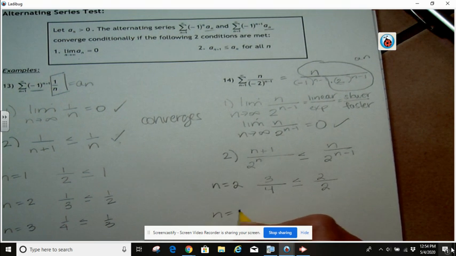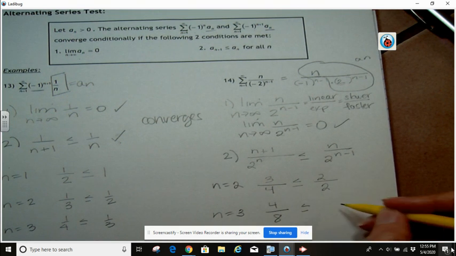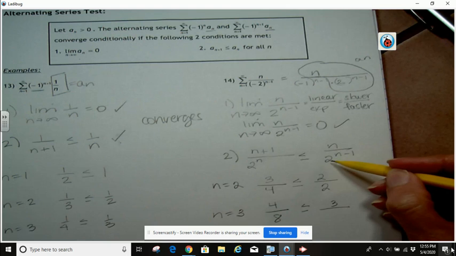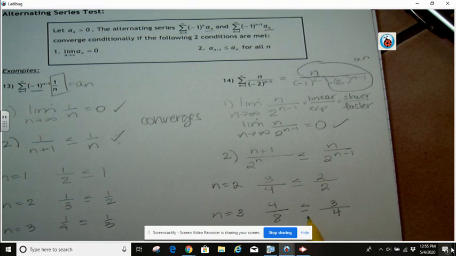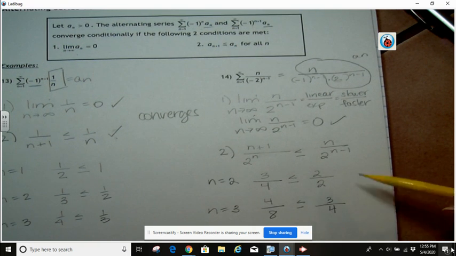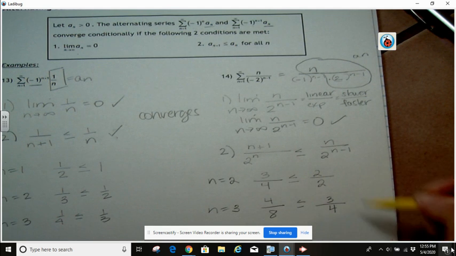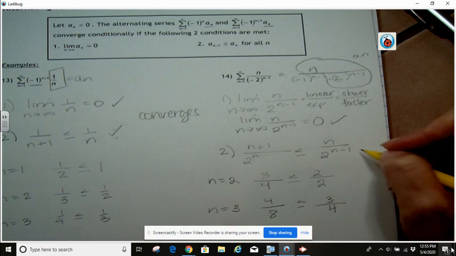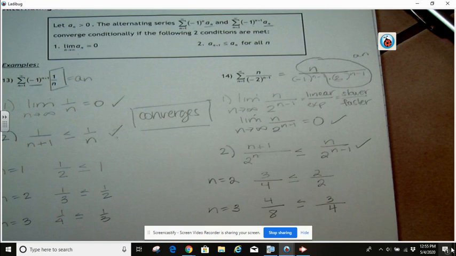Let's try n equals 3. So 3 plus 1 is 4. 2 cubed is 8. Is that less than or equal to 3? And then 2 to the 3 minus 1 is 2 squared. Well, this is 1/2 is less than or equal to 3/4. That's true. So you do it a couple times, at least 2, I would think. You can keep going if you want to do it another time, but this condition is also met. So again, we can say that this alternating series converges.